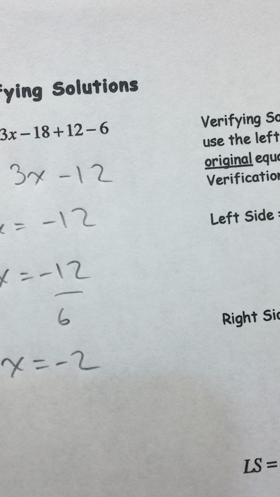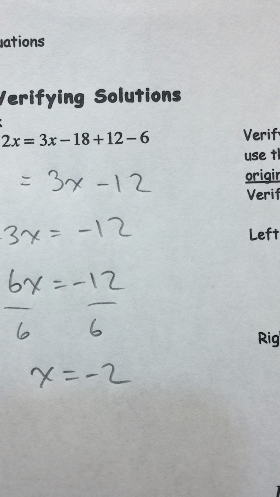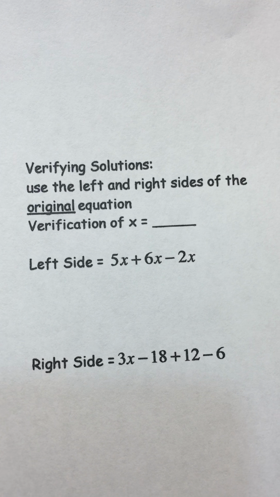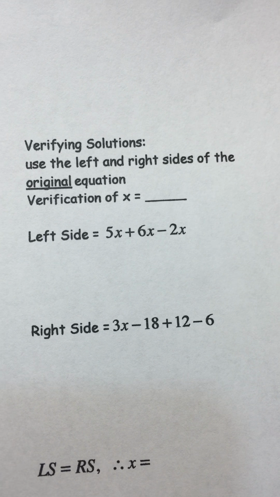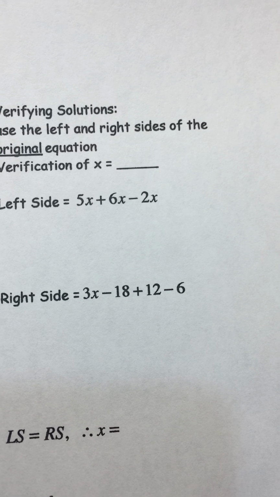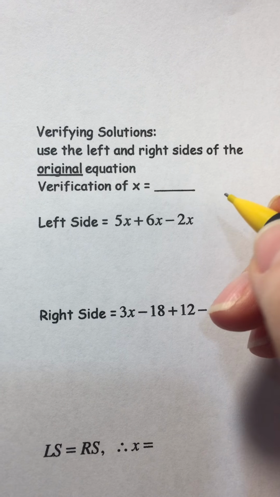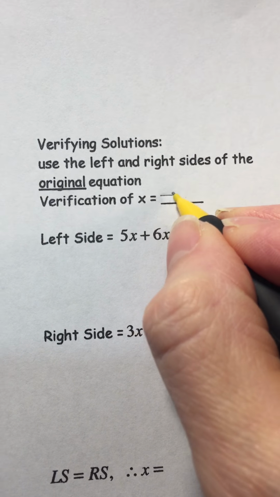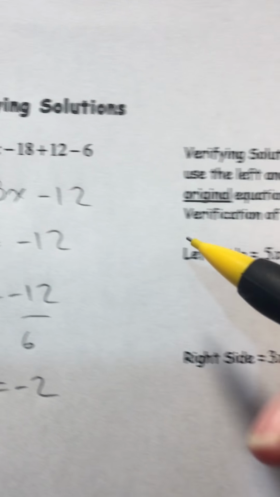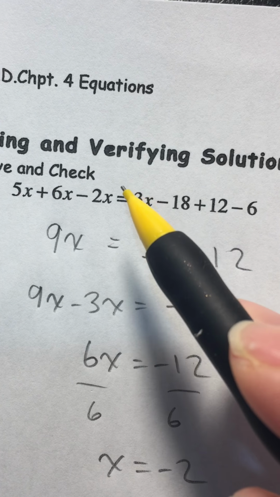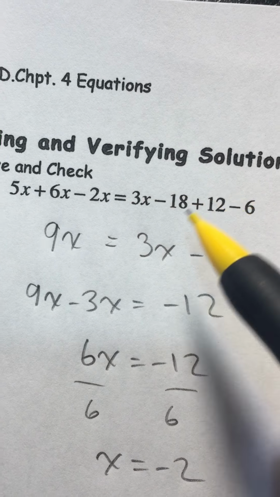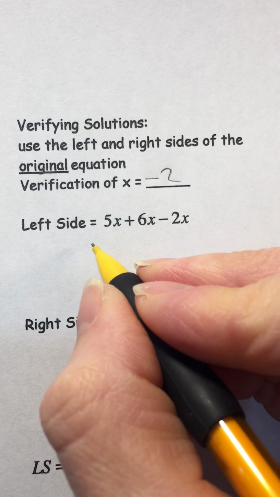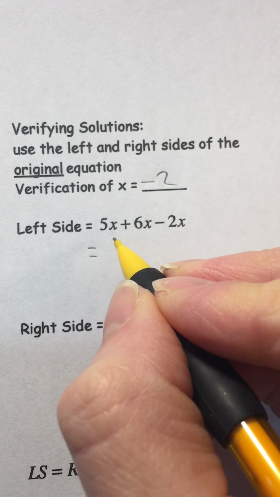Okay, so we've solved the equation and we've got the answer of -2. We're now going to formally verify that that answer is correct. The way you do this is you use the left side and the right side of the original equation, and the answer of x is -2. So it's always important that you take the original left side, right side. Don't take some version of it down here because you've contaminated it and could have made it incorrect. Always start with the original.